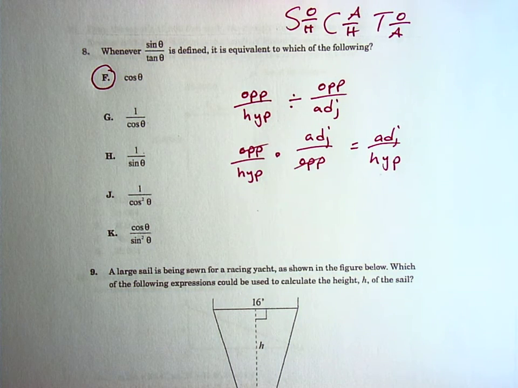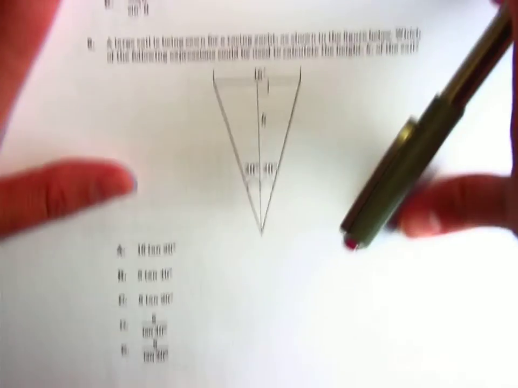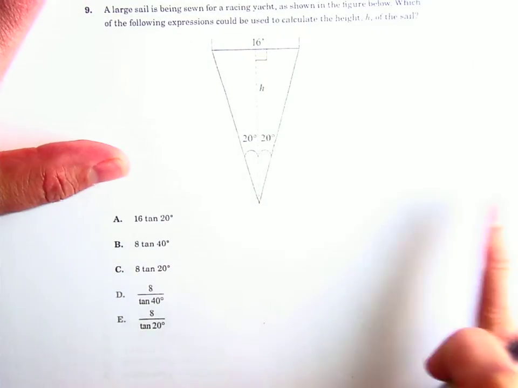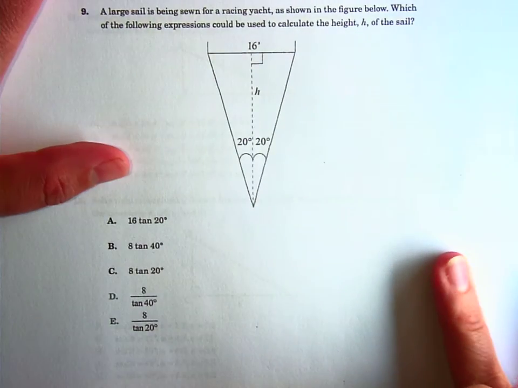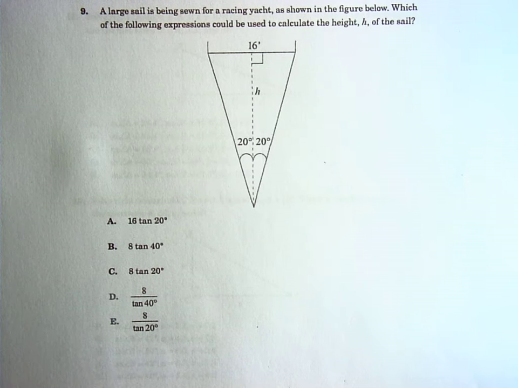Number 9, a large sail is being sewn for a racing yacht. You know, I'm sure we all have that experience, having a racing yacht. I know I do. It's one of my many yachts. This is the one for racing.